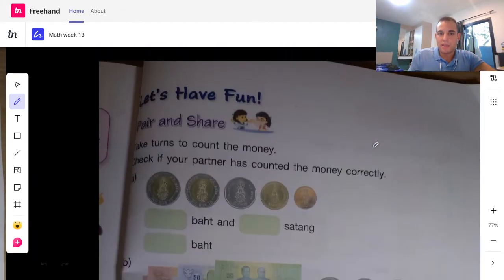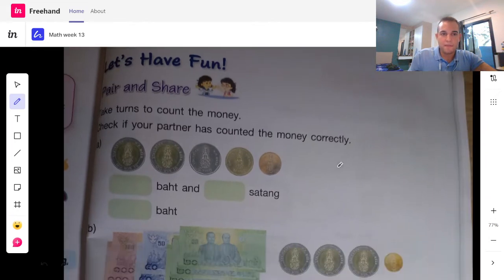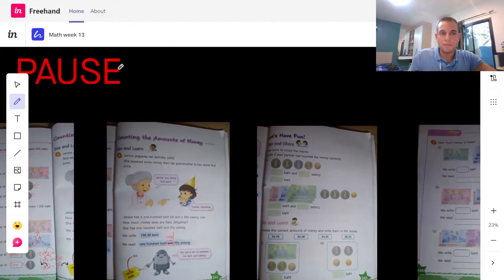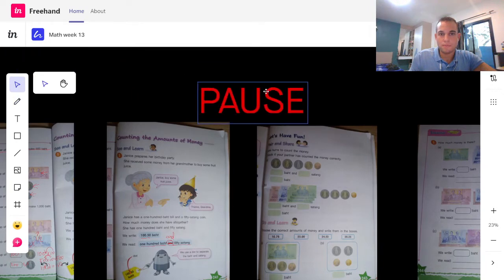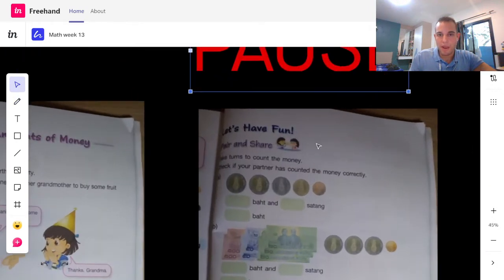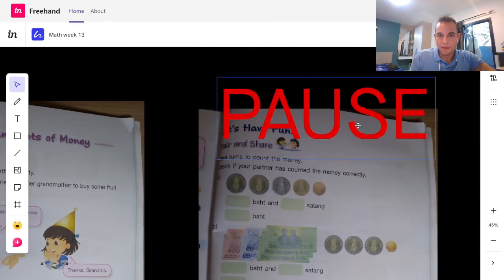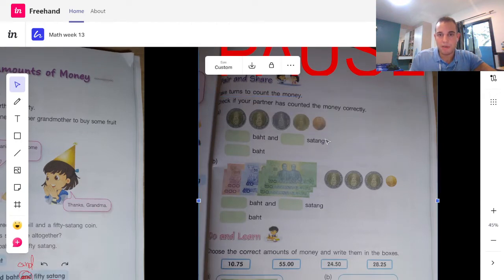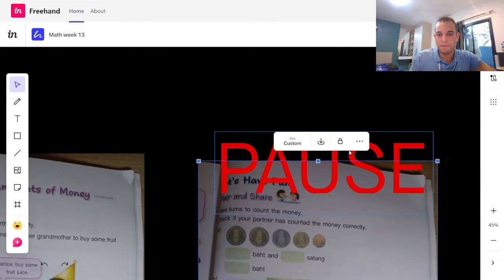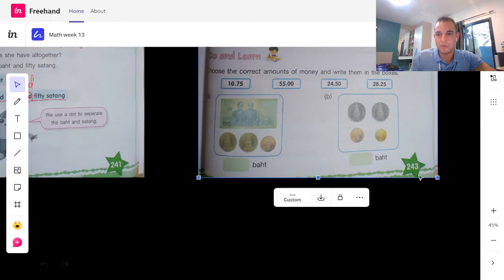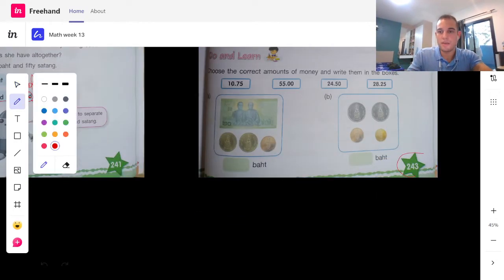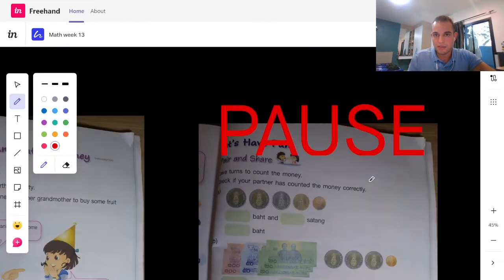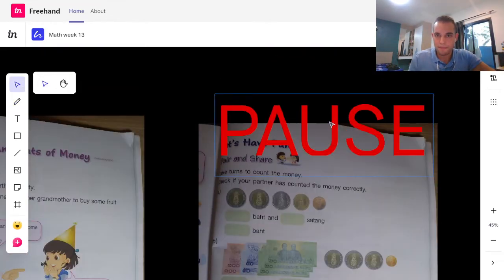And let's practice. So you know the deal. We are pausing now. And let's practice. And answer this question. How many baht and how many satang? And this is page 243. If I didn't tell you, so do that now.